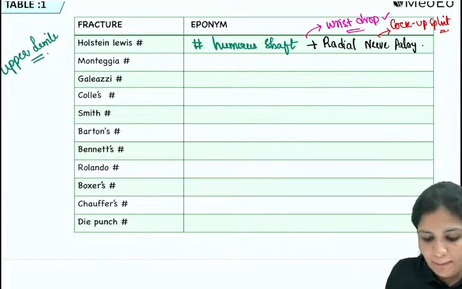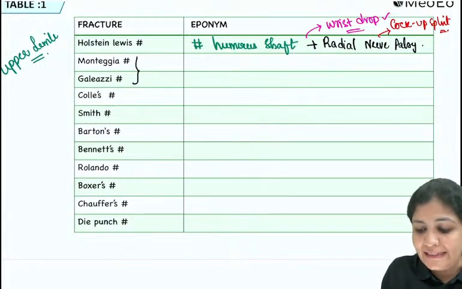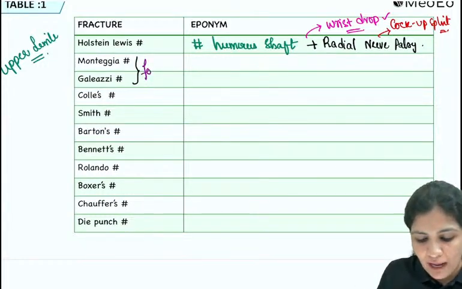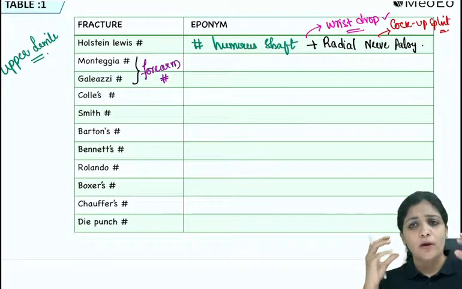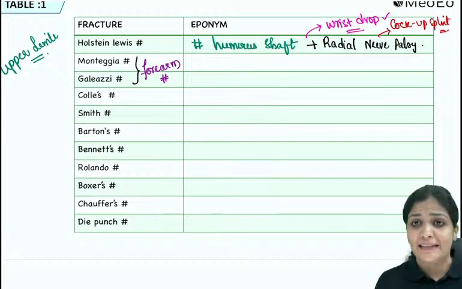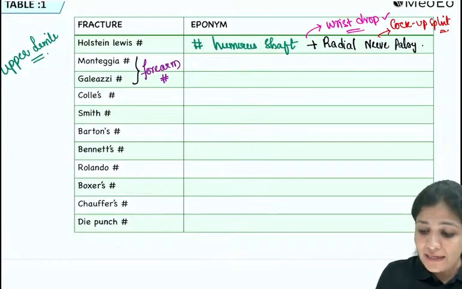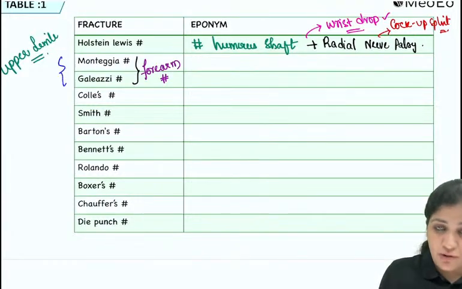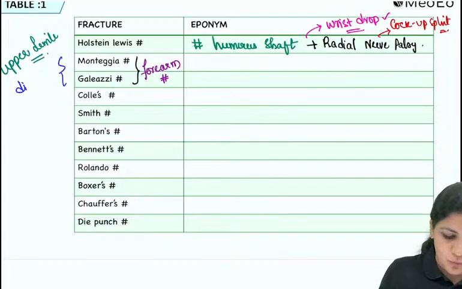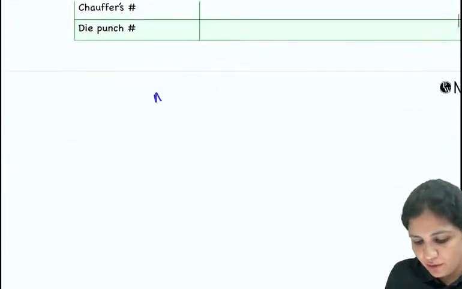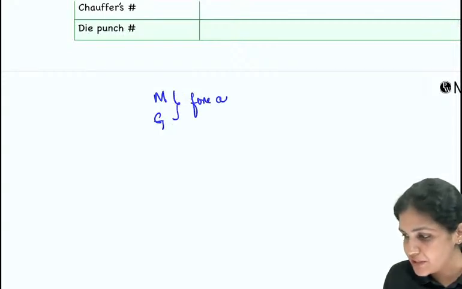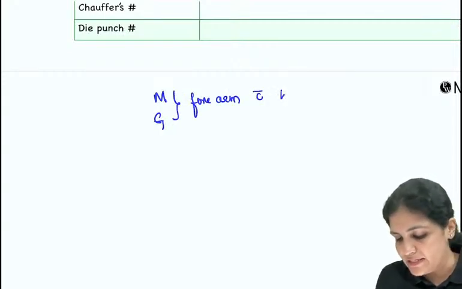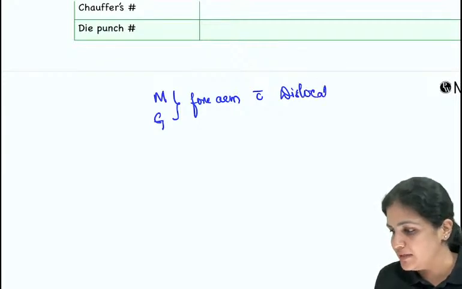Now, here you have to remember this Monteggia and Galeazzi. These two are the forearm fractures, right? These two are the forearm fractures. But what is so important about this Monteggia and Galeazzi that they keep asking? Right? What is that importance is these are just not fractures, but these are associated with the dislocations. So what you have to remember here is the Monteggia and the Galeazzi. These two are the forearm fractures with the dislocations. Forearm fractures with the dislocations, right?